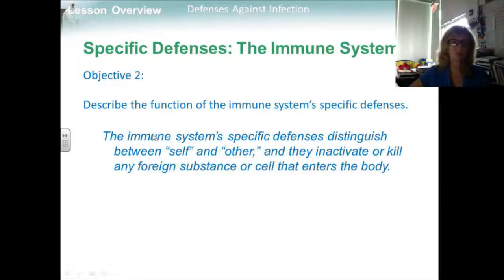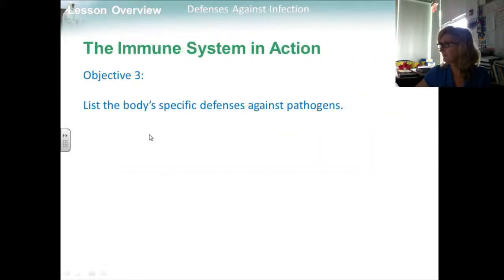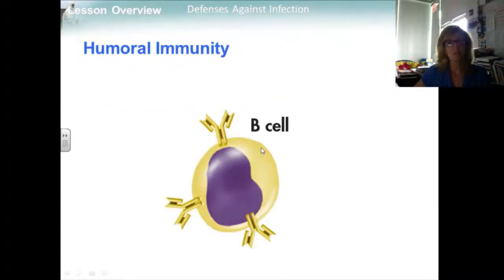So objective 2 is describe the function of the immune system's specific defenses. The immune system's specific defenses distinguish between self and other, and they inactivate or kill any foreign substances or cells that enter the body. So objective 3 is list the body's specific defenses against pathogens. The immune response that defends against antigens in body fluids, such as blood and lymph, is called humoral immunity. B cells play the major role in humoral immunity.